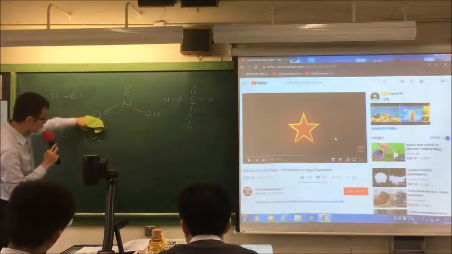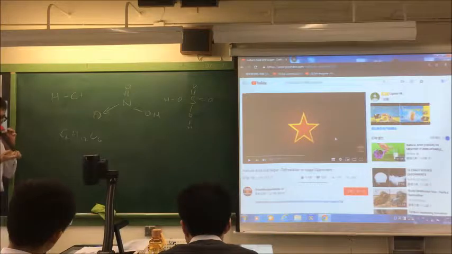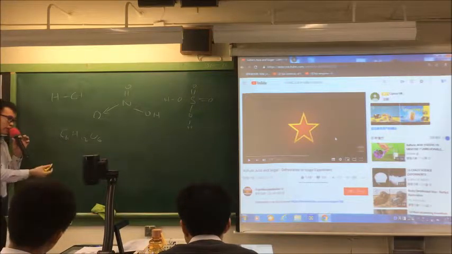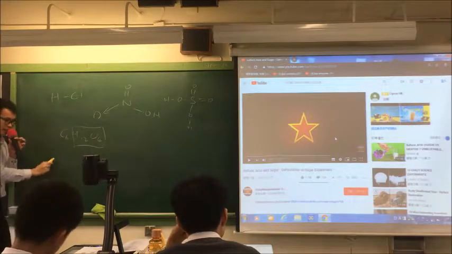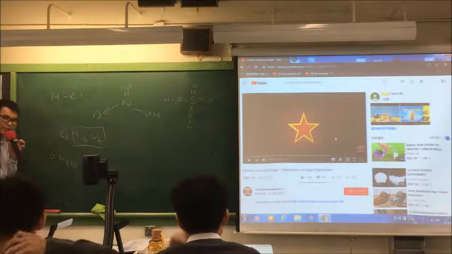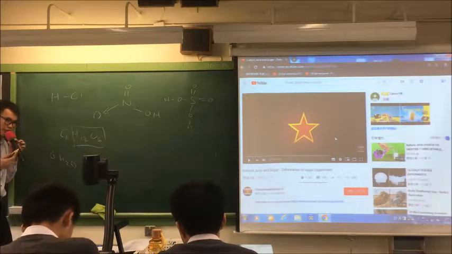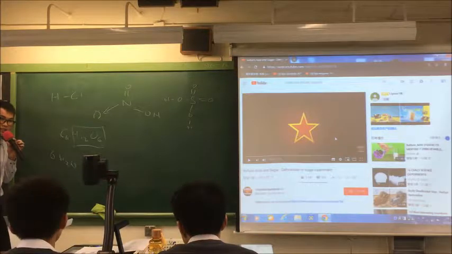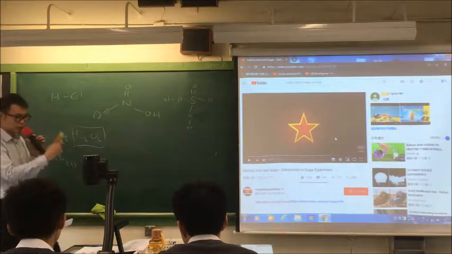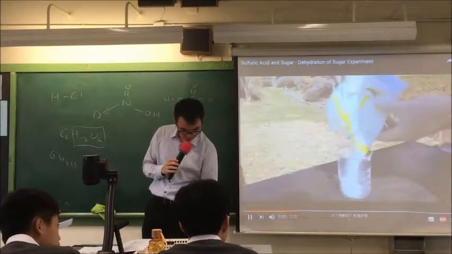You can treat sugar as C6H12O6. So what is meant by dehydration? After the reaction, all these actually are 6 water molecules. After reacting with concentrated sulfuric acid, all the water will be removed, and what is the remaining chemical? Carbon. Sulfate kind of sugar, powder sugar.